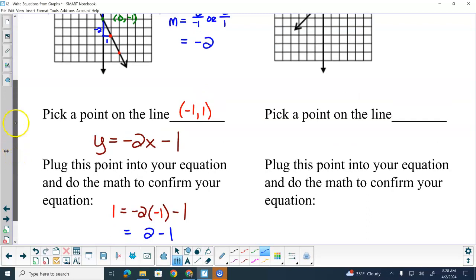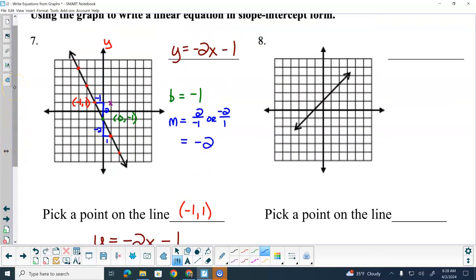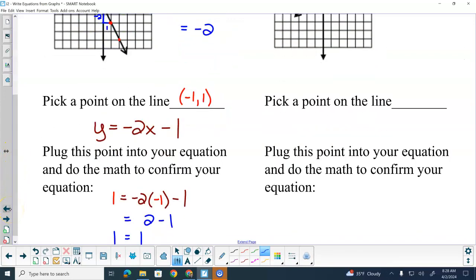Now, if I pick a point that's not on my line, like this purple one that was given first, (1, 1), and I put (1, 1) in here, then that would be 1 equals negative 2 times 1 minus 1. That's going to be negative 2 minus 1, which is negative 3. And 1 is not equal to negative 3. So therefore, that point is not on our line.